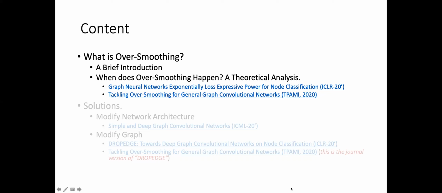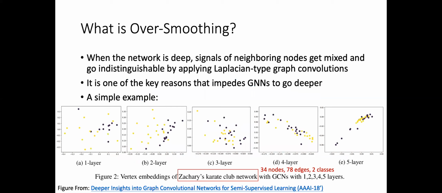So now let's start the first part. What is oversmoothing? The oversmoothing problem says that when the network is very deep, signals of neighboring nodes get mixed together and become indistinguishable by applying the Laplacian type graph convolutions. Oversmoothing is one of the key reasons that impedes graph neural networks from going deeper.